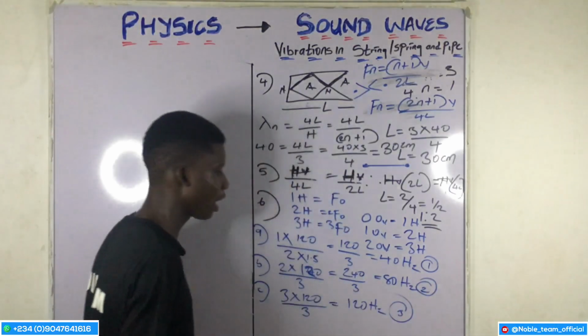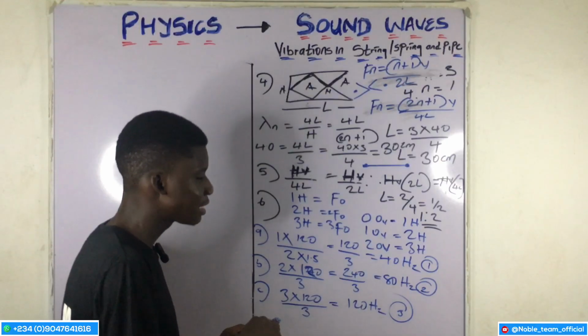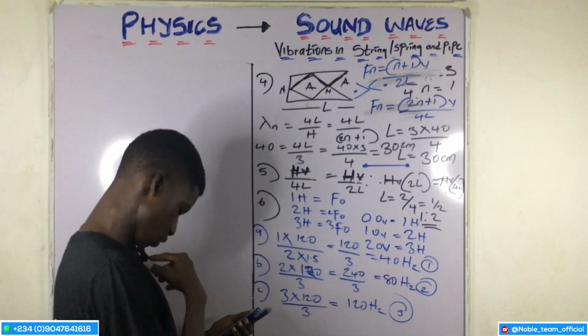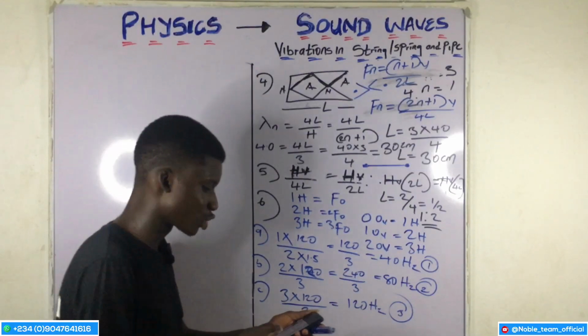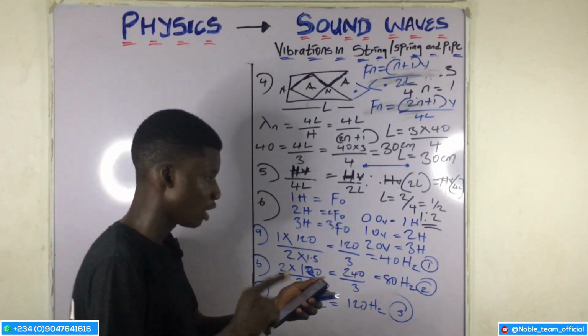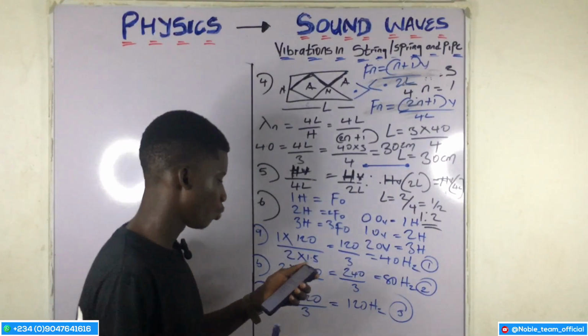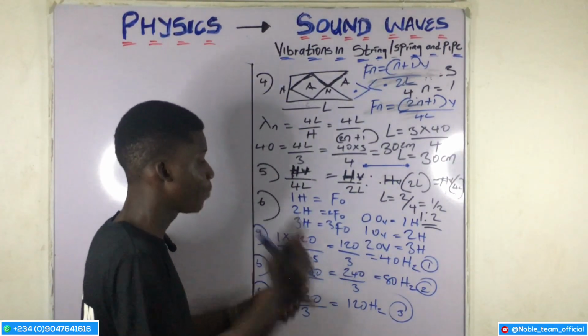Okay, so it basically means that we have 40 as the first, 80 as the second, and 120 as the third. So looking into the question, we have it that option B is correct. Here we have 40 hertz, 80 hertz, and 120 hertz. So option C is correct. Okay, no, option B is correct.